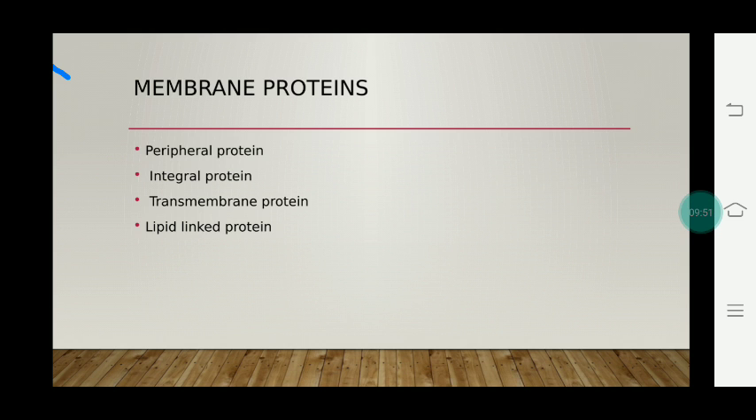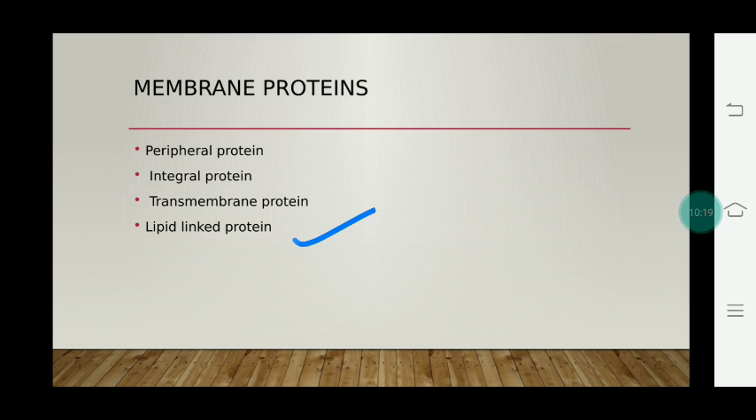Now let's talk about lipid linked proteins. As per the name, you know that the membrane proteins which are covalently bound to lipid molecules are called lipid linked or lipid anchored membrane proteins. So the membrane protein bound or linked with the lipid is called a lipid linked protein.